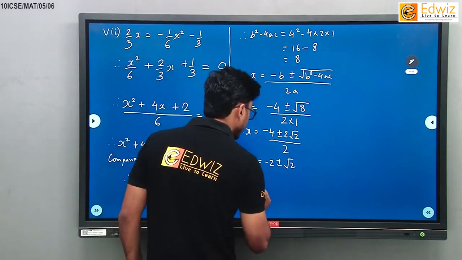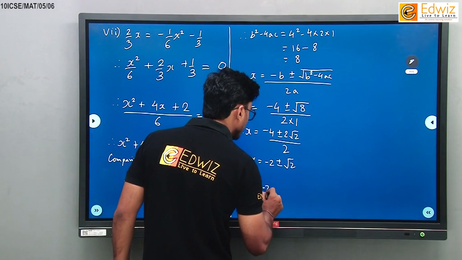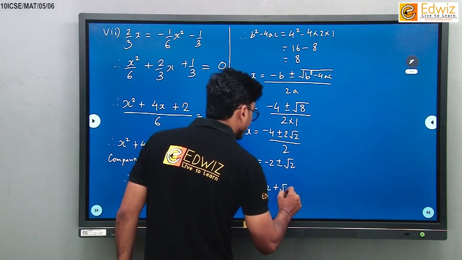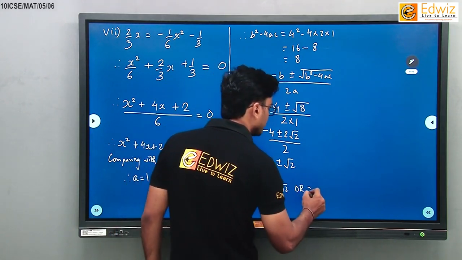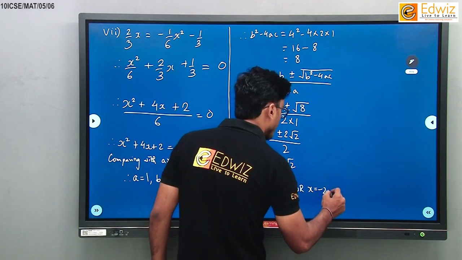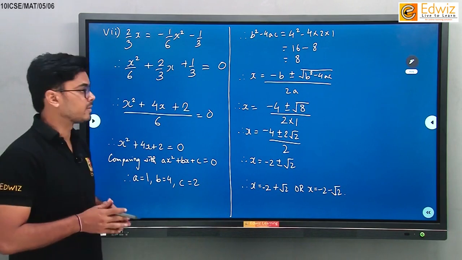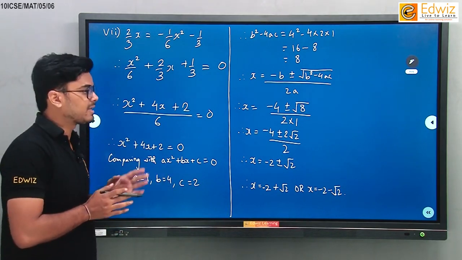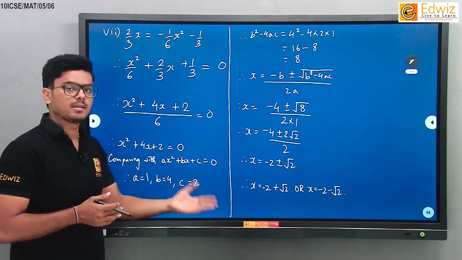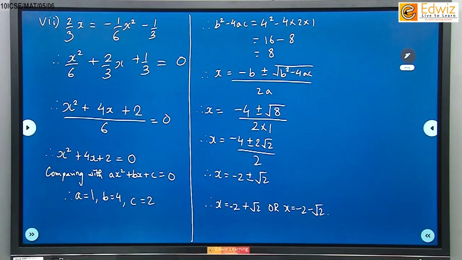So the solution for this is minus 2 plus root 2 or minus 2 minus root 2. Final answer for x: minus 2 plus root 2 or minus 2 minus root 2. This is the solution here. I hope you have understood this question. I'll give you 30 seconds to note this down, then we'll move on to the next question.